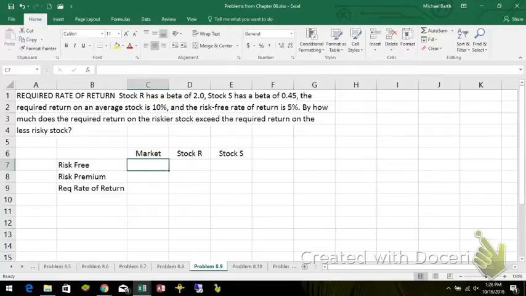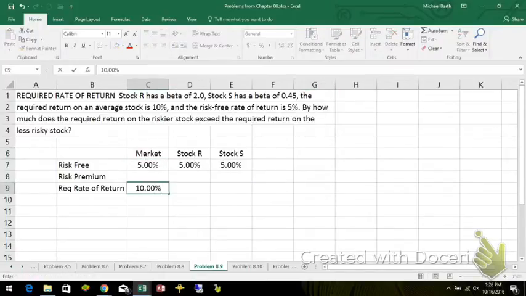Alright, we're given that the risk-free rate is 5.0%. That's given, and that's going to be the same for all of them. The risk-free rate is independent of risk, so all of the securities can earn at least that much. The risk premium: if the entire stock market has a required rate of return of 10%, and 5% of it's the risk-free part, then the other 5% of it must be the risk premium.